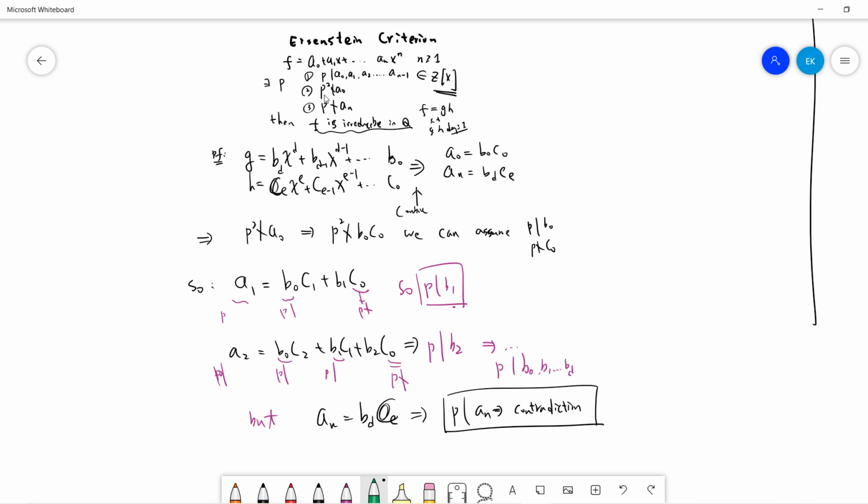But we know that p divides a0, but p squared does not divide a0. So p squared does not divide b0 times c0. So let's assume that p divides b0 and p does not divide c0.